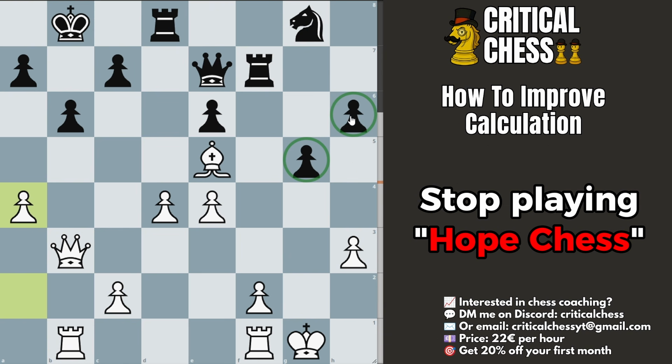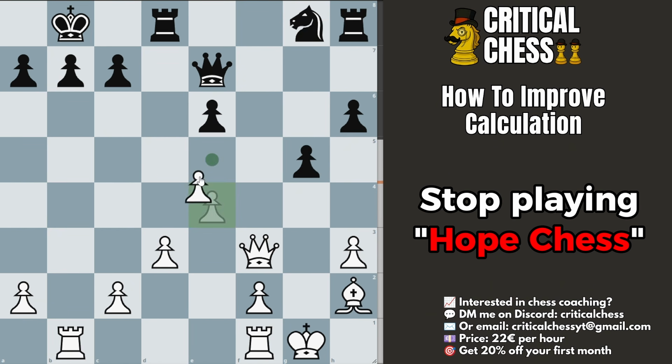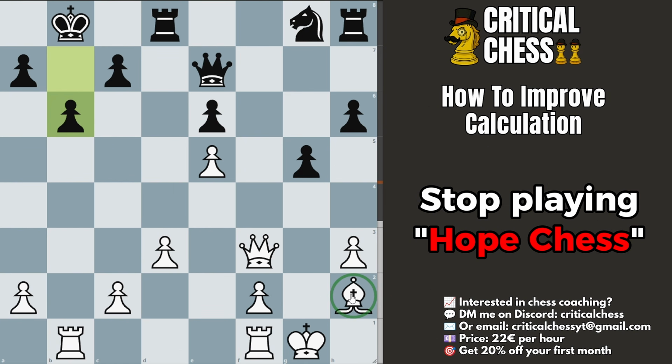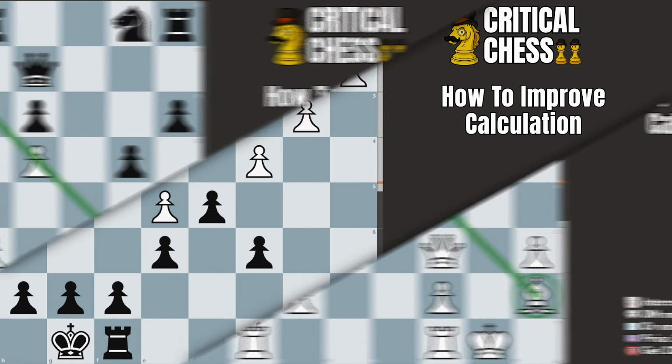It's still a complicated position because white king is also a little bit questionable here. You do have to be very, very careful. However, it is a winning position for the white pieces objectively if you are very, very precise. So stop playing hope chess. Let me go all the way back to the beginning. Stop playing hope chess and stop making your pieces worse because you're playing hope chess. So keep that in mind.